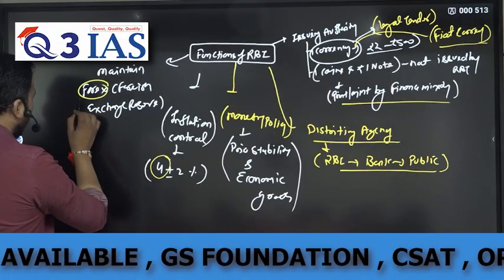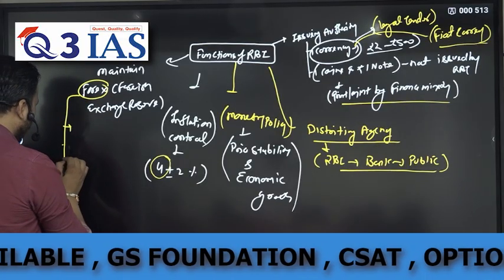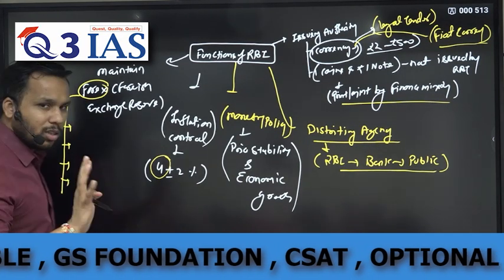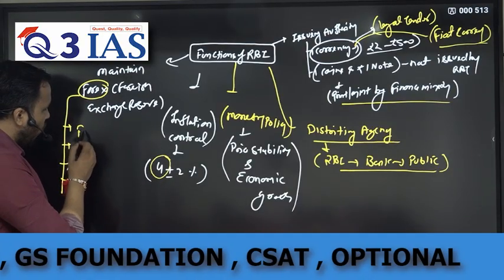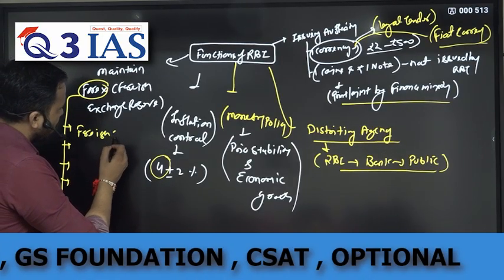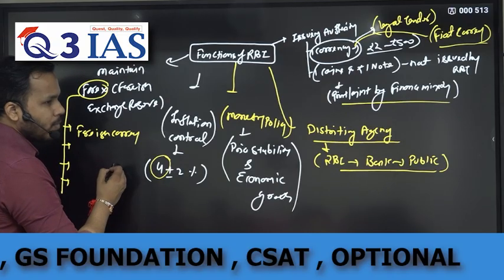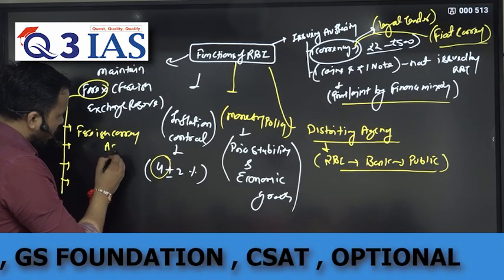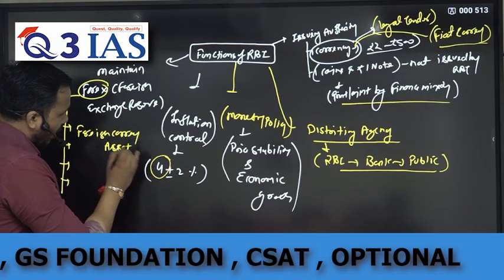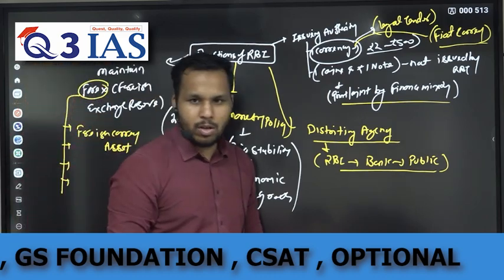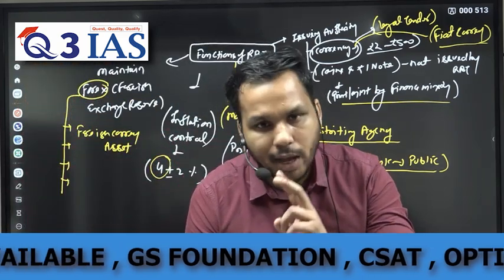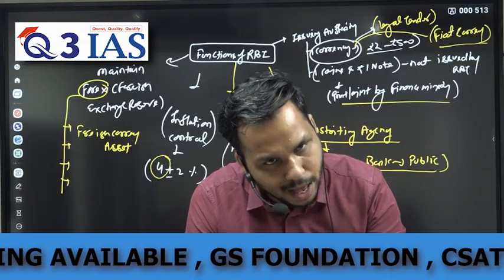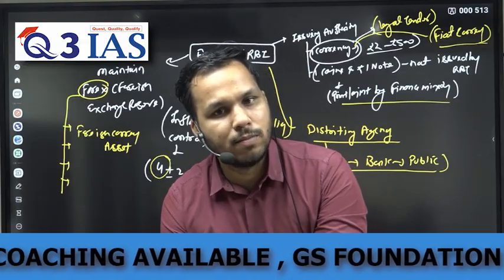Forex includes 4 components. There are 4 things which are included in the forex. First is foreign currency. Only foreign currency? No, this is incomplete. Foreign currency asset. Foreign currency asset means it includes foreign currency, first of all. It includes anything which has been purchased in the foreign currency.